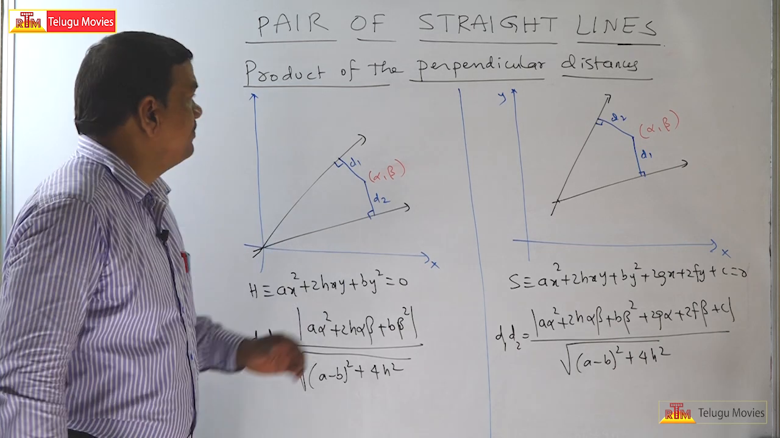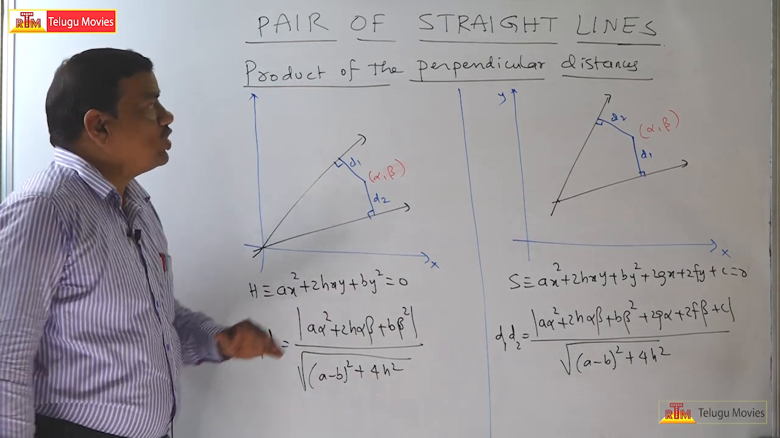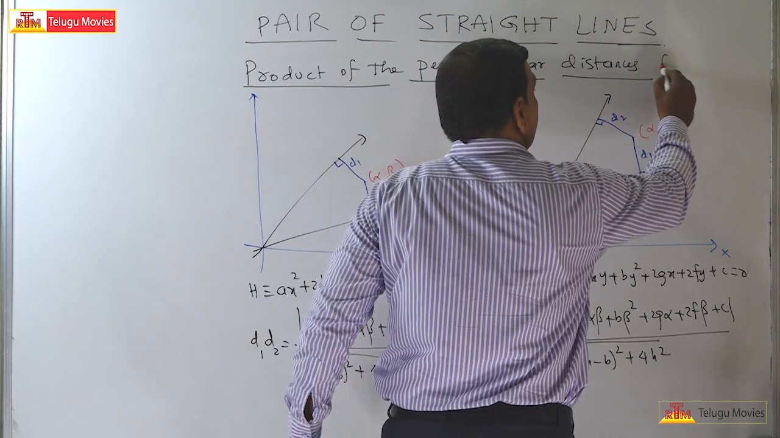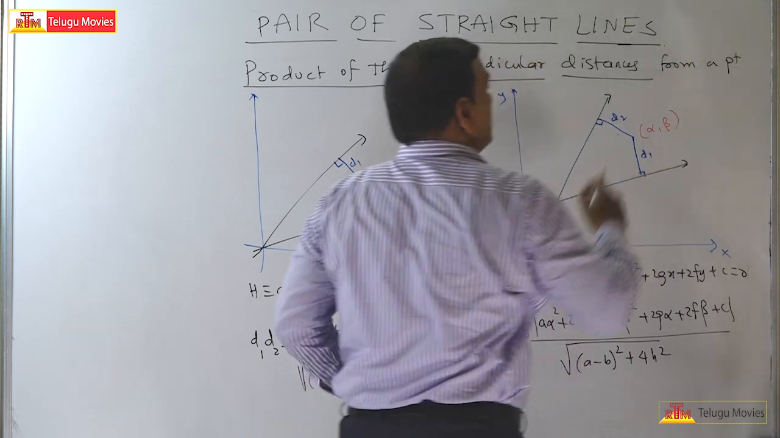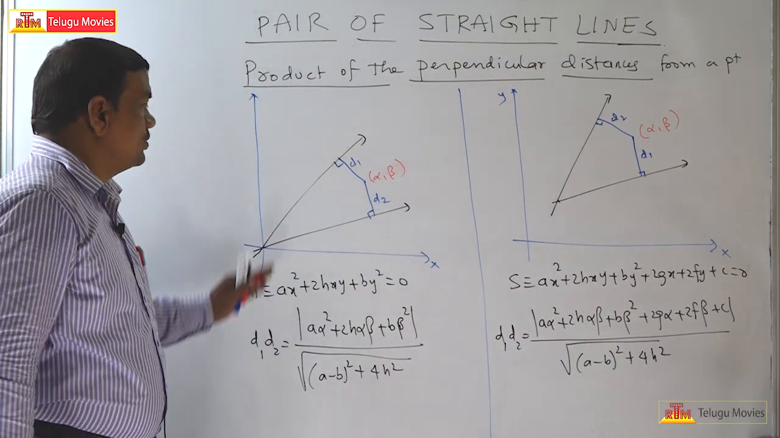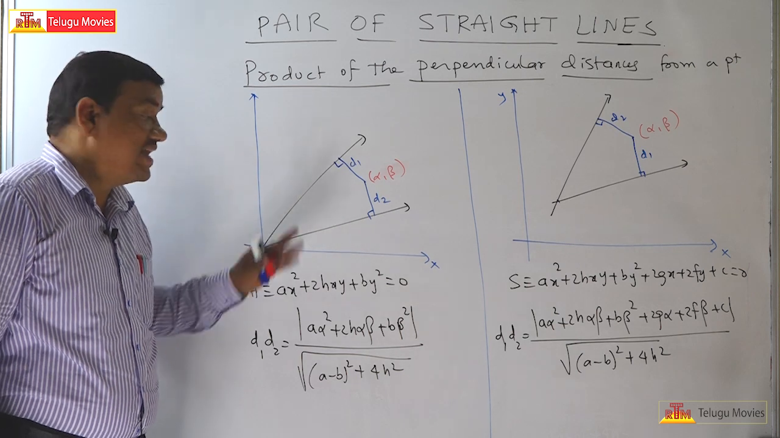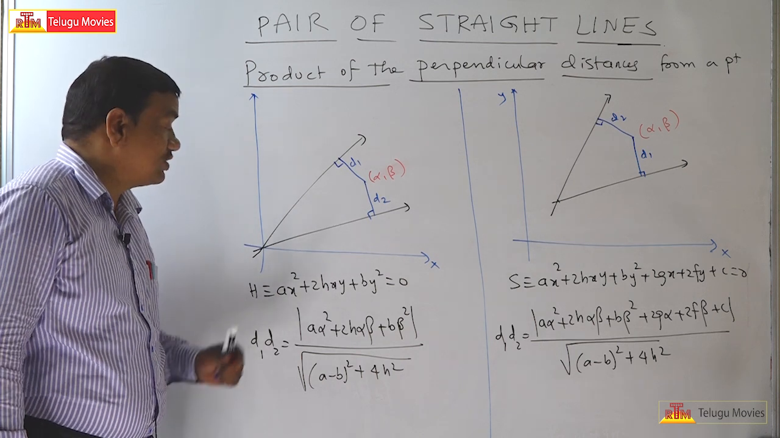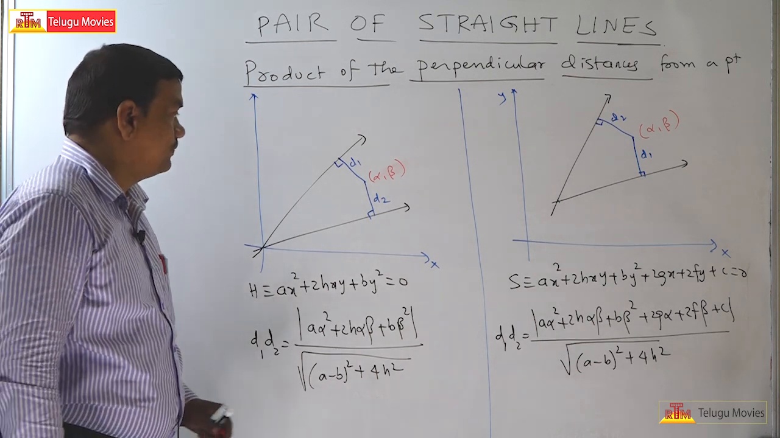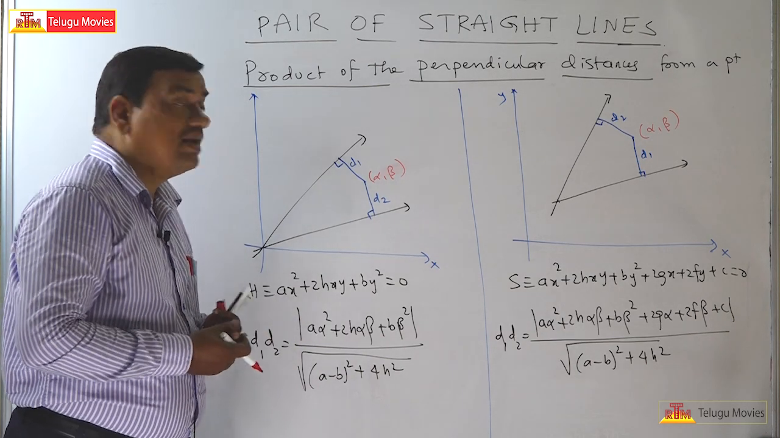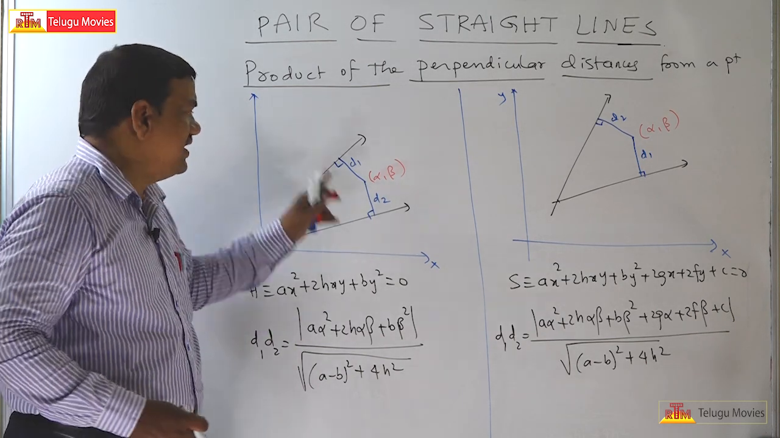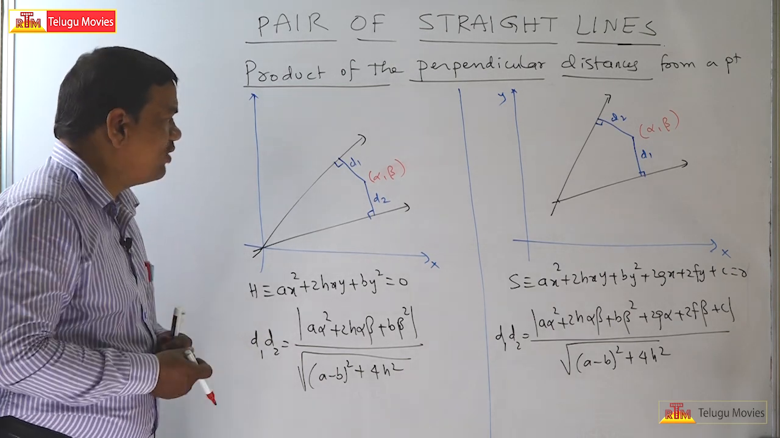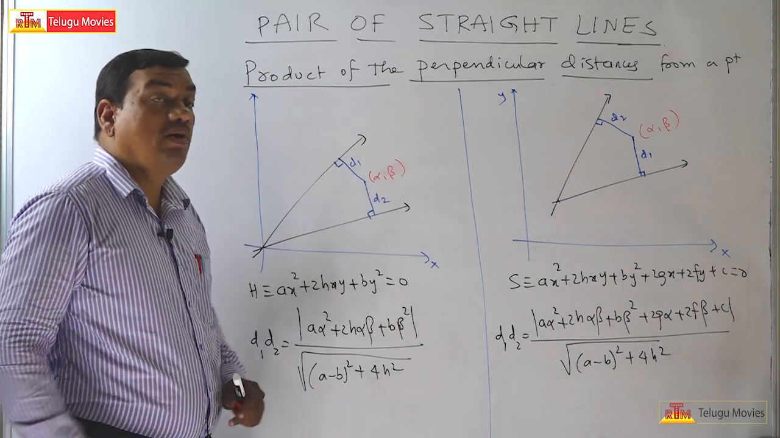Welcome to this concept. So this concept is the product of the perpendicular distances from a point upon the pair of straight lines. So let us take a pair of lines passing through the origin. Let the equation be ax square plus 2hxy plus by square is equal to 0. Let alpha comma beta be any point. It may be here, but it should not lie on the line. If it lies on the line, the product is 0, right?